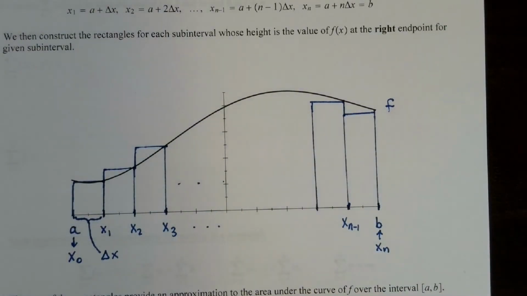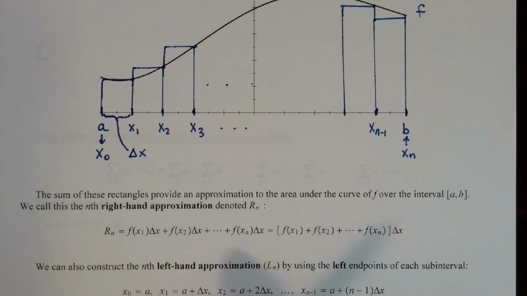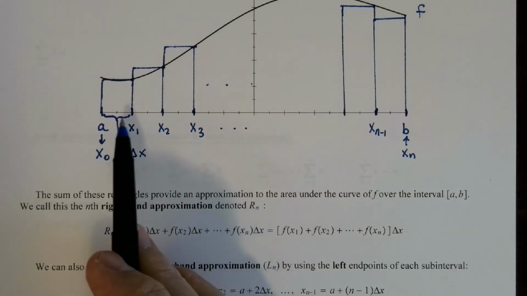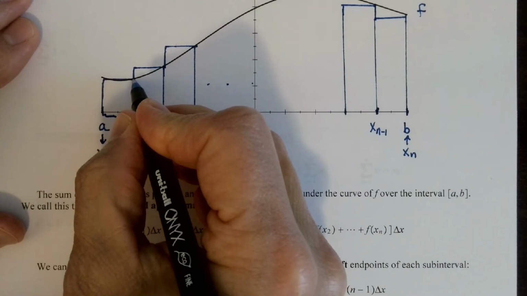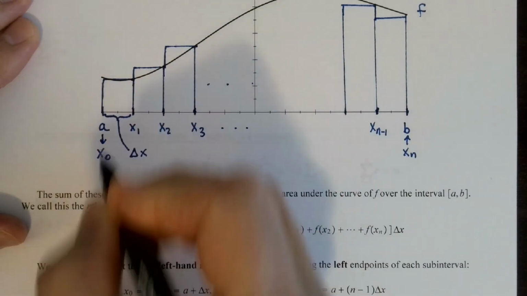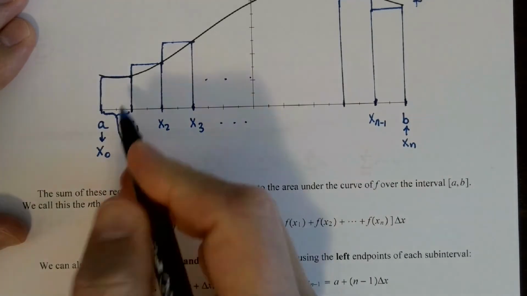Now, if we sum these rectangles to provide an approximation for the area under the curve, we'll call this the right-hand approximation. I think I've already mentioned that, and we denote it R sub n. So it's going to be what? f of what? The height of this first rectangle is f of x sub 1. That's how high we come up, right? Because this is the curve of the function f. And the width is delta x, so f of x sub 1 times delta x. That's the area of this first one.